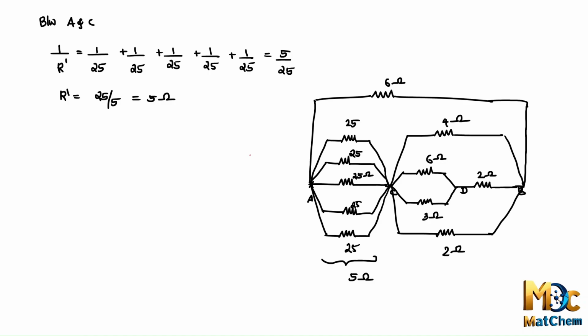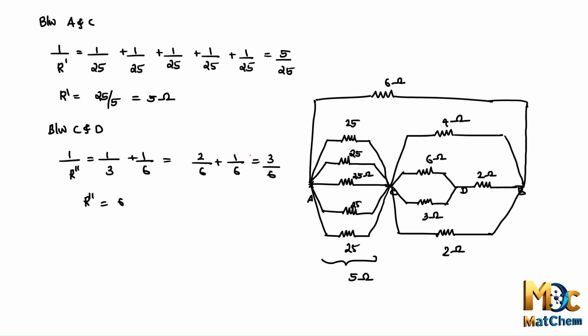Then between C and D, the 6 ohm resistance and 3 ohm resistance are connected in parallel. That means if you calculate between C and D, we can have 1 by R double dash is equal to 1 by 3 plus 1 by 6. This is nothing but equal to 2 by 6 plus 1 by 6, that is equal to 3 by 6. That is R double dash is equal to 6 by 3, that is equal to 2 ohms. So here the net resistance is equal to 2 ohms.